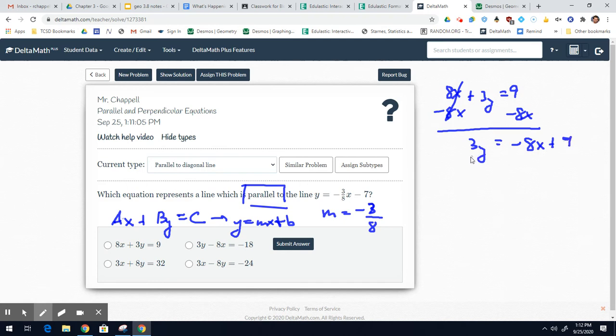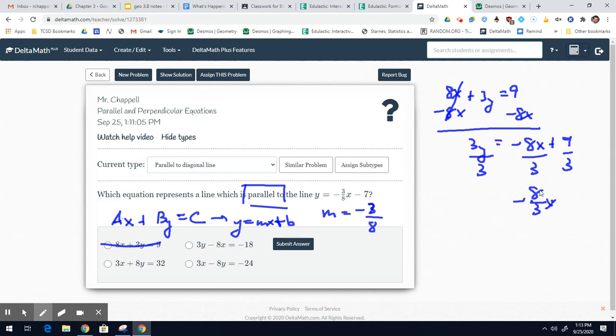And now to get y by itself, we divide by 3. You actually do it all 3 times, but we really don't care about the y-intercept part. All I care about is this, negative 8/3. That is what my slope is going to be, negative 8/3. Is that what I want? No, I want negative 3/8. So this is wrong. So it's not choice A.